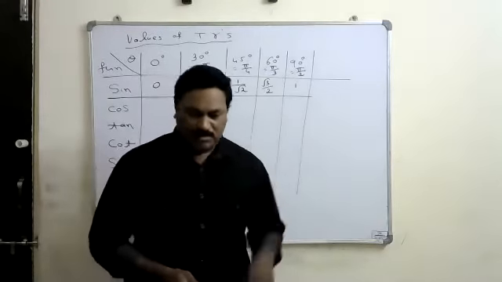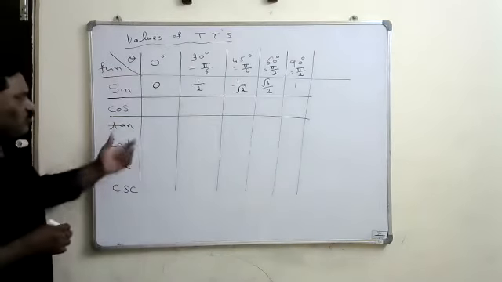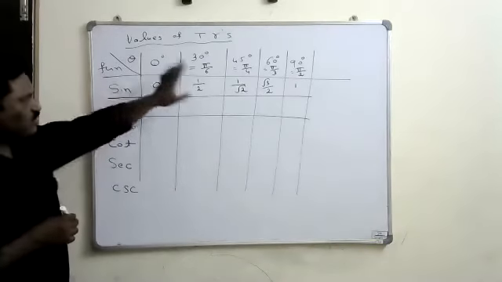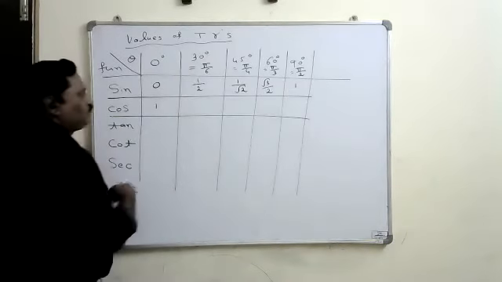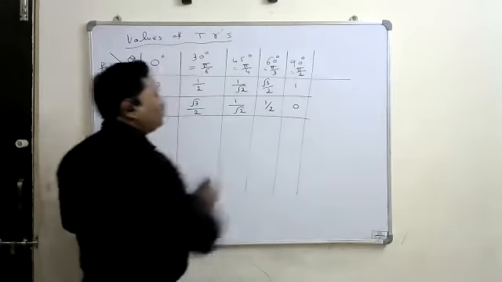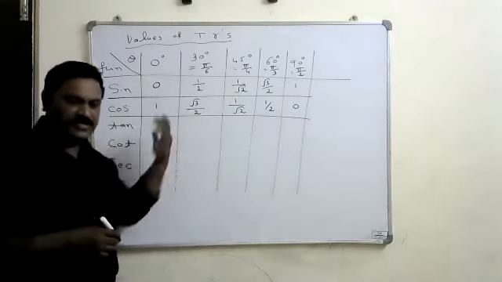Then, for writing the values of cos, write down all these values in the reverse order. For example, cos 0 is 1. Cos 30 is root 3 by 2. Cos 45 is 1 by root 2. Cos 60 is 1 by 2. Cos 90 is 0. All these values are in the reverse order.